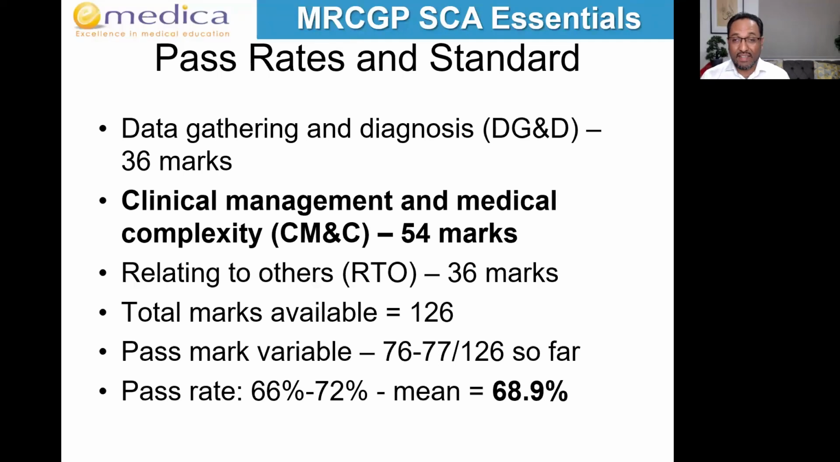So far, I've analyzed all the data that we've got so far, and the pass rate has been as low as 66%. For the first few sittings, November was around 66%, and the highest was the March sitting, 72%. The mean, I added up all the people that have sat it and how many have passed from the data that's published so far, is 68.9%.